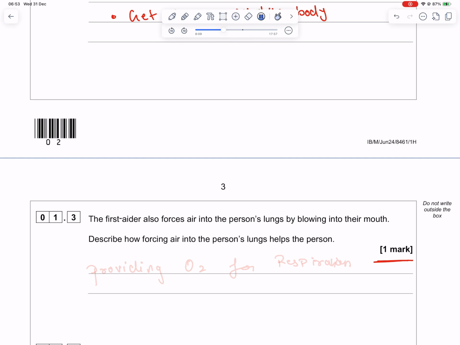Now, what is the idea behind this? If the person is not breathing, if the person's blood is not moving around, as you have seen in the previous question, they are not getting the required oxygen. So to provide oxygen to help the person breathe, for 1 mark, the correct answer would be providing oxygen for respiration. So once again, providing oxygen for respiration.